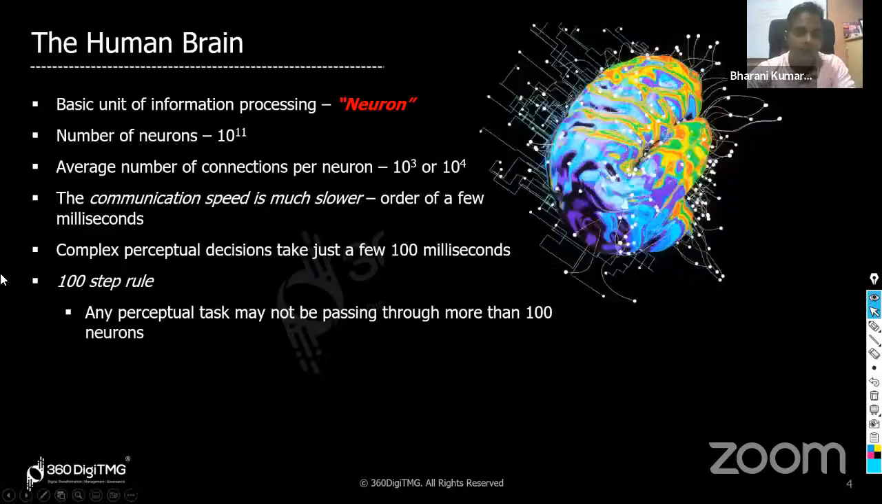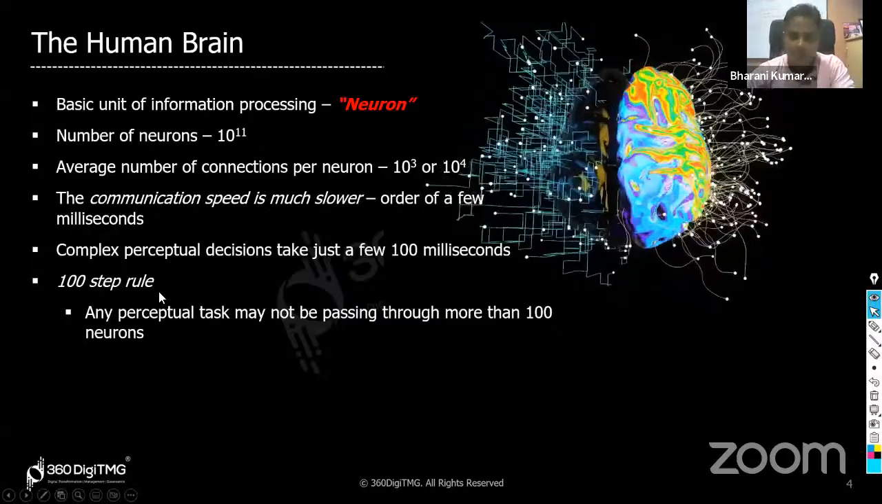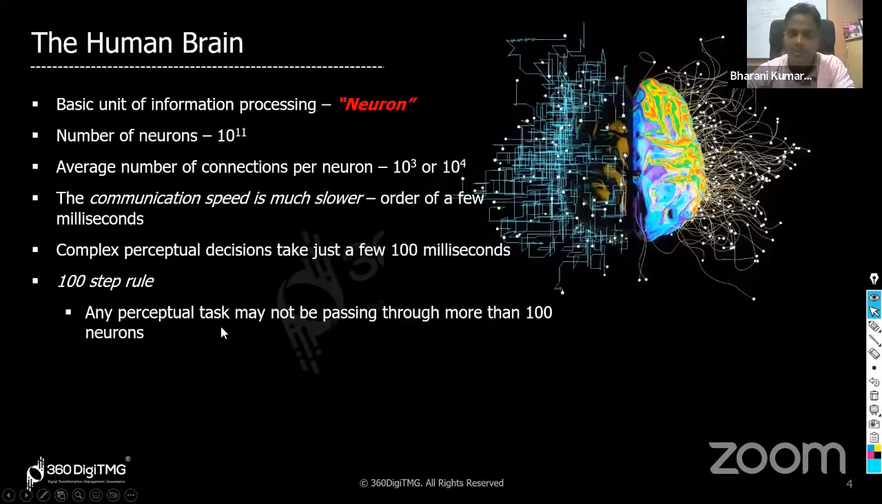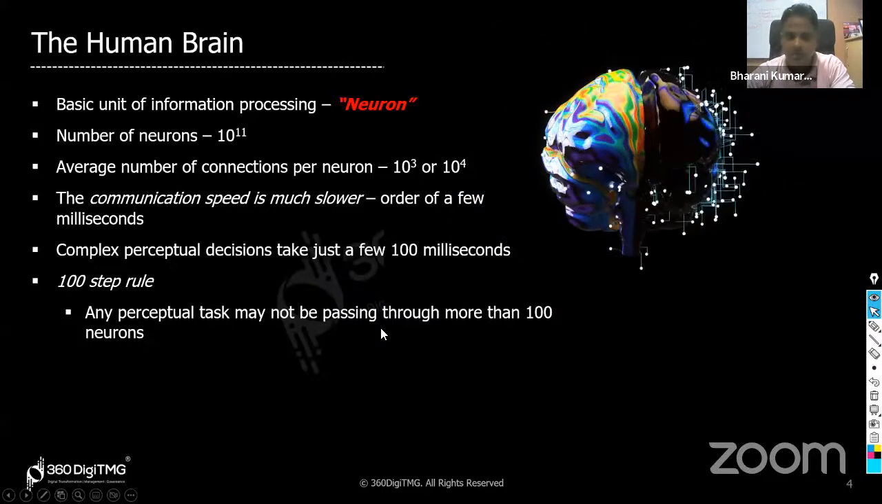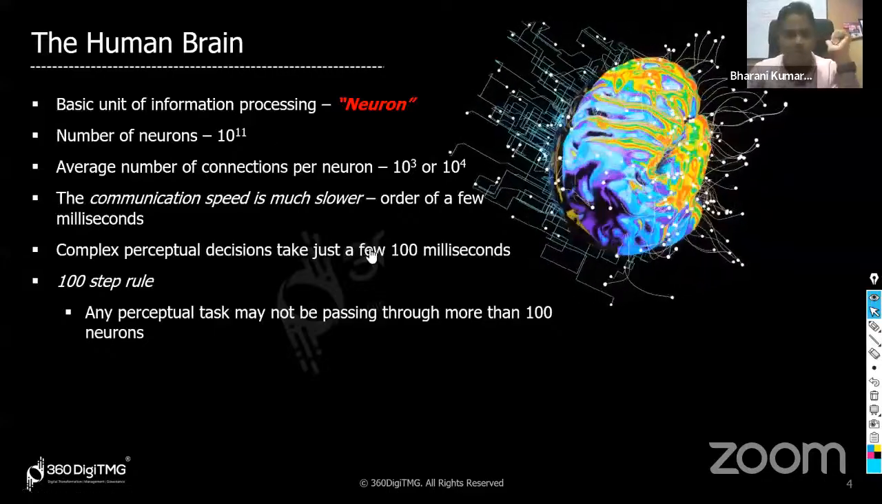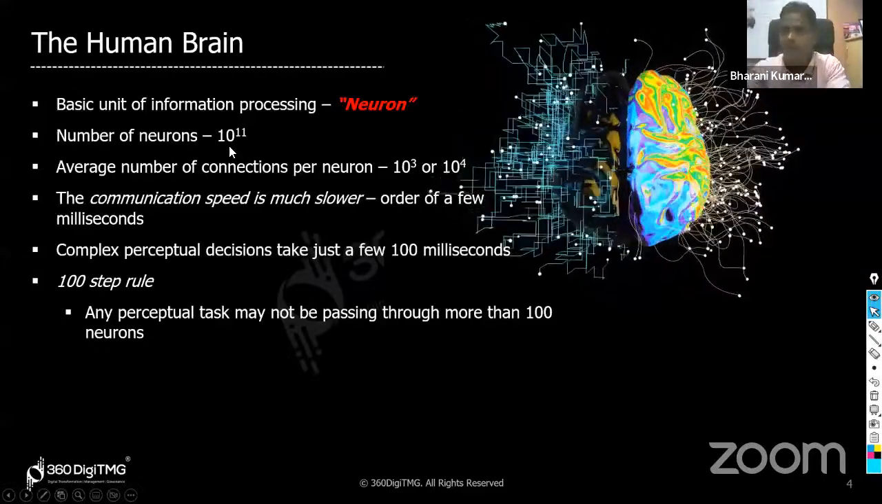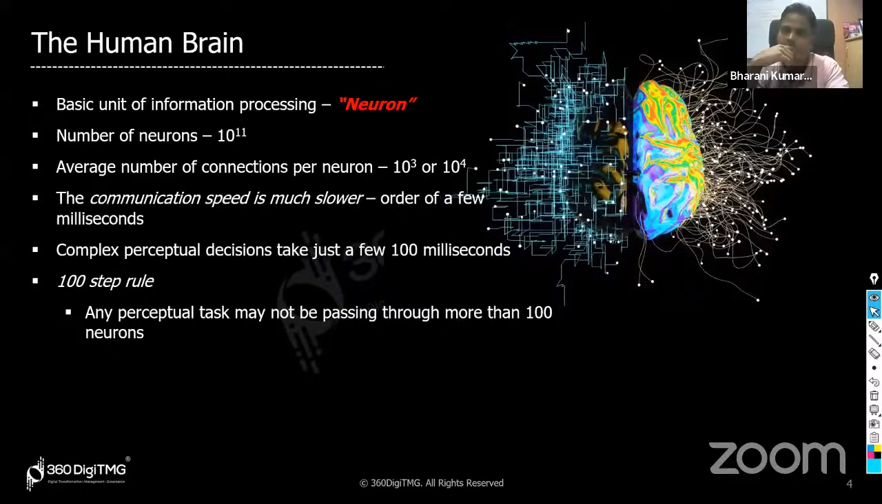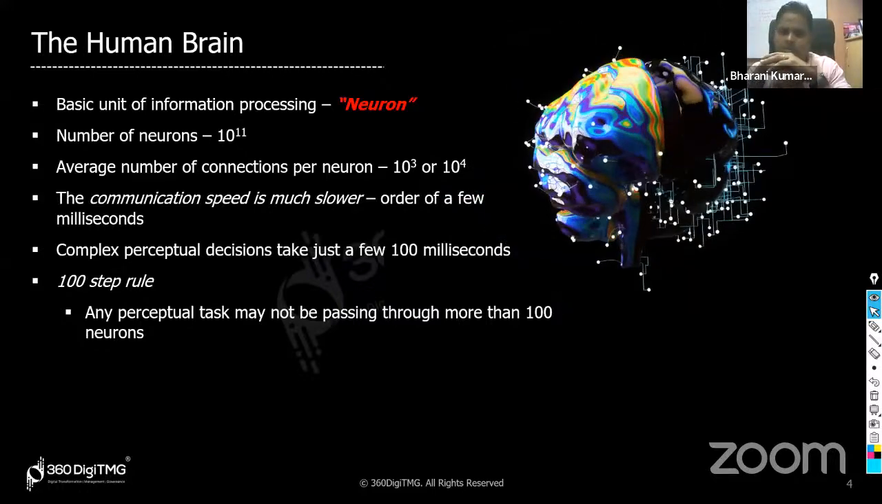Then we have a rule called the 100-step rule. Any perceptual task would not cross more than 100 neurons. And how many neurons do we have in a human brain? 10 raised to the power 11 neurons. Those are a huge number of neurons.